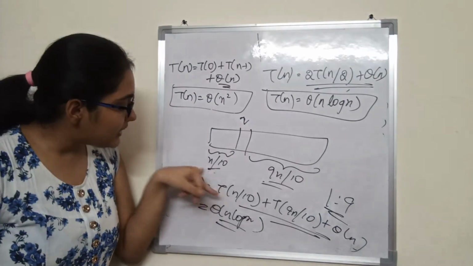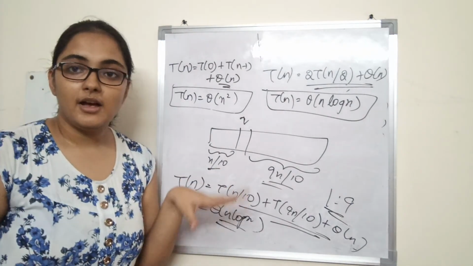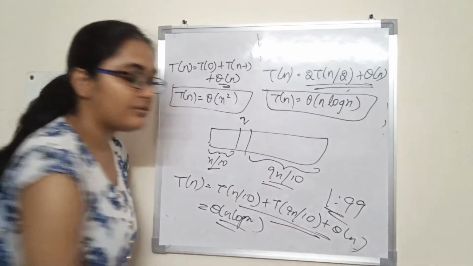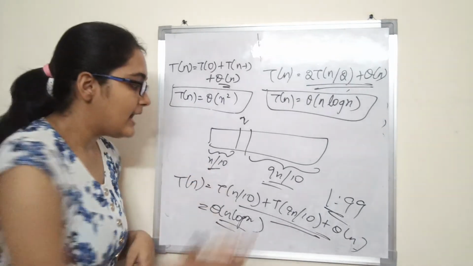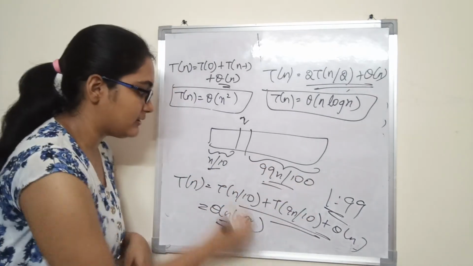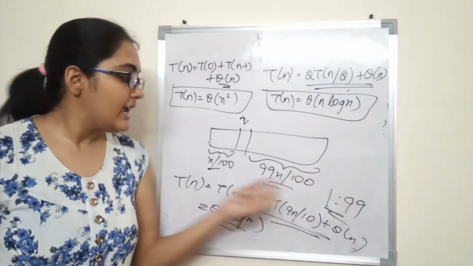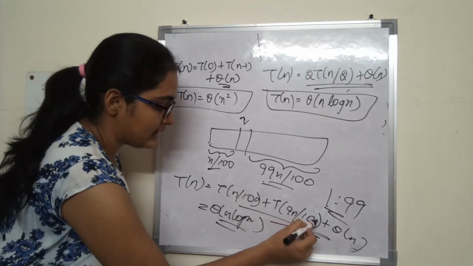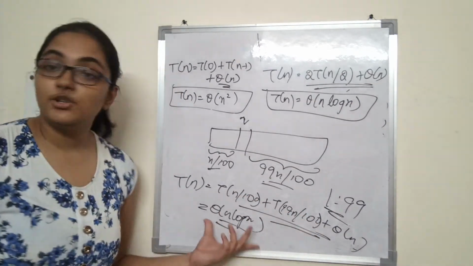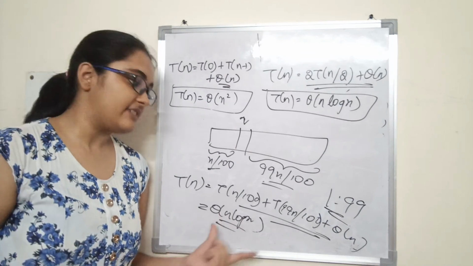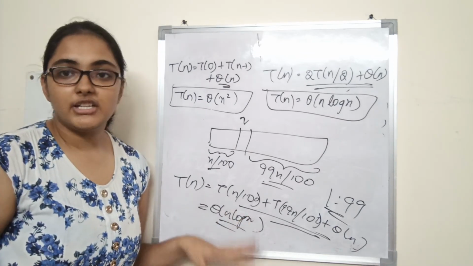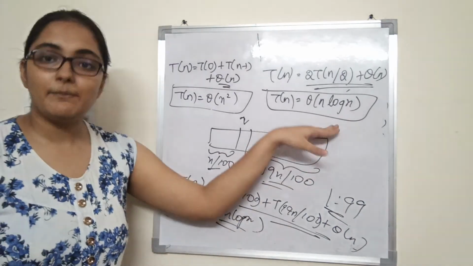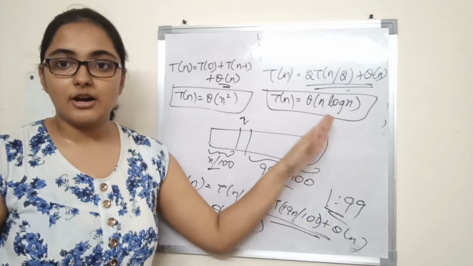Even if the partition procedure produces a very bad partition of ratio 1:99, that is, n by 100 and 99n by 100, then too the time complexity will turn out to be theta of n log n if you solve it, right? So when we do it, we find out that the average case time complexity of quicksort is closer to the best case time complexity, that is theta of n log n.